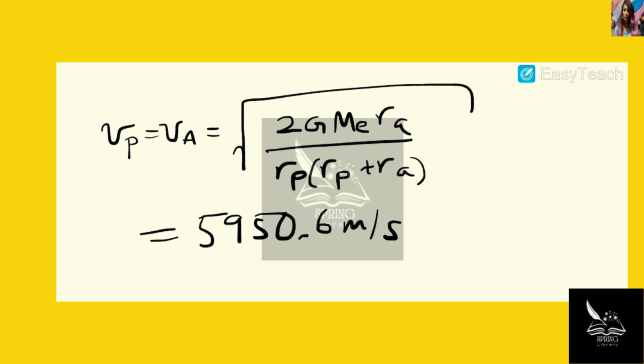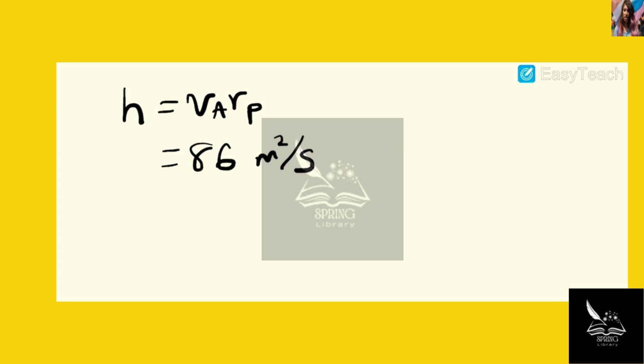Next, what we can do is calculate the angular momentum. The specific angular momentum is equal to Va times Rp. And by using this, we can see that this quantity is equal to 86 times 10 to the 9 meters squared per second, and this quantity is conserved.